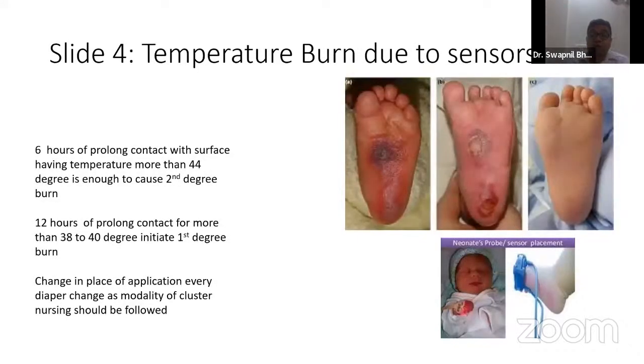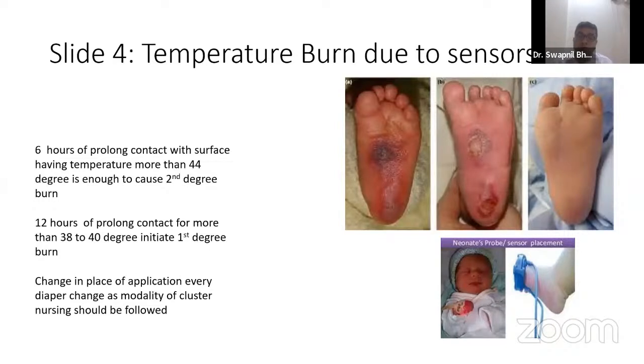We have also seen burns happening due to the use of a pulse oximeter. Specifically, this lower pulse oximeter is very dangerous. It causes pressure injury as well as thermal injury. It is said that if a baby is exposed to a thermal temperature of 44 degrees, a 6-hour contact is enough to cause a second-degree burn. And if the contact period is prolonged, more than 12 hours, and the temperature is a little lower, that is 40 degrees, it is going to initiate a first-degree burn.